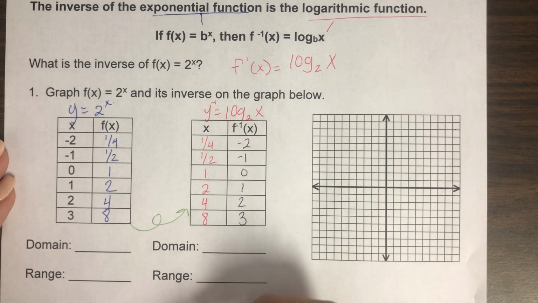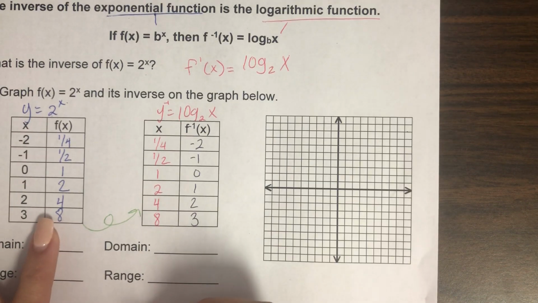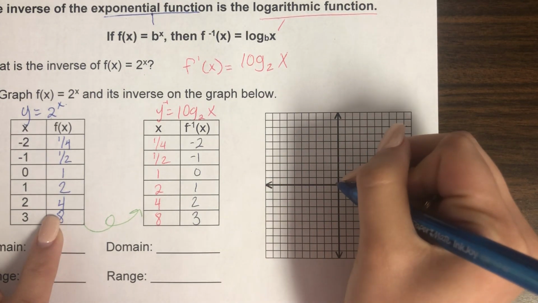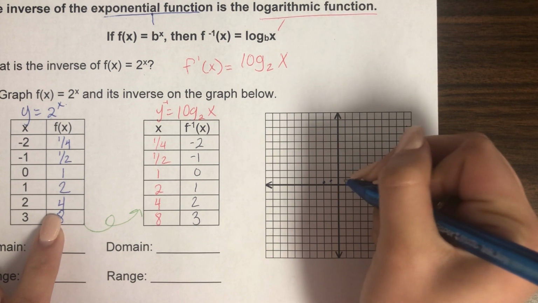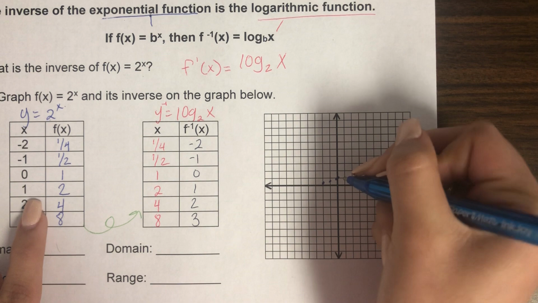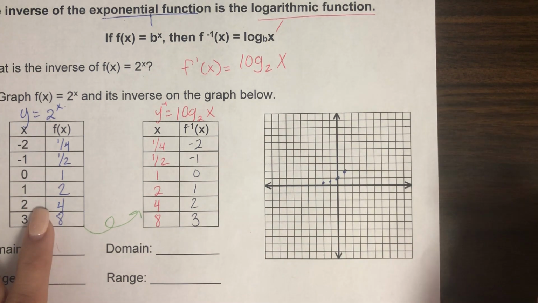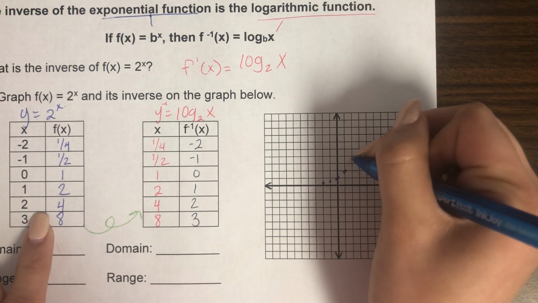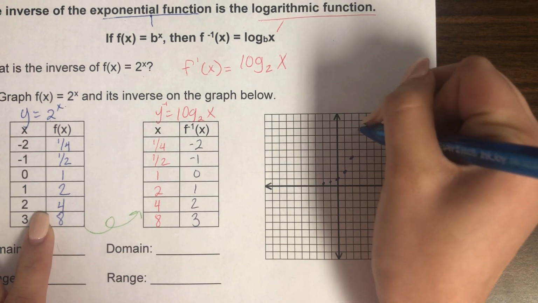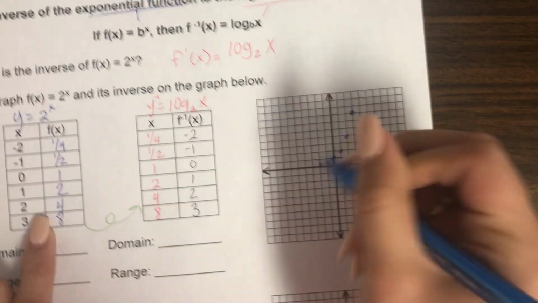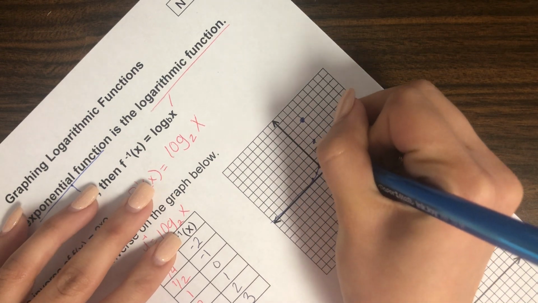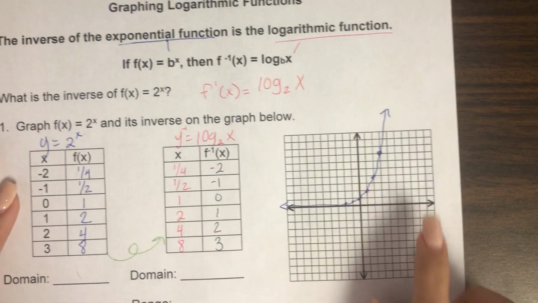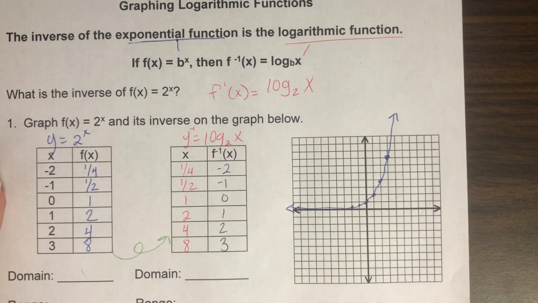If we go ahead and graph it, all my points for 2 to the x power are: at -2 it is 1/4, at -1 it is half, at 0 it is 1, at 1 it is 2, at 2 it is 4, and at 3 it is 8. When I graph this, remember we have an asymptote at y equals 0, so it's never going to touch y equals 0.